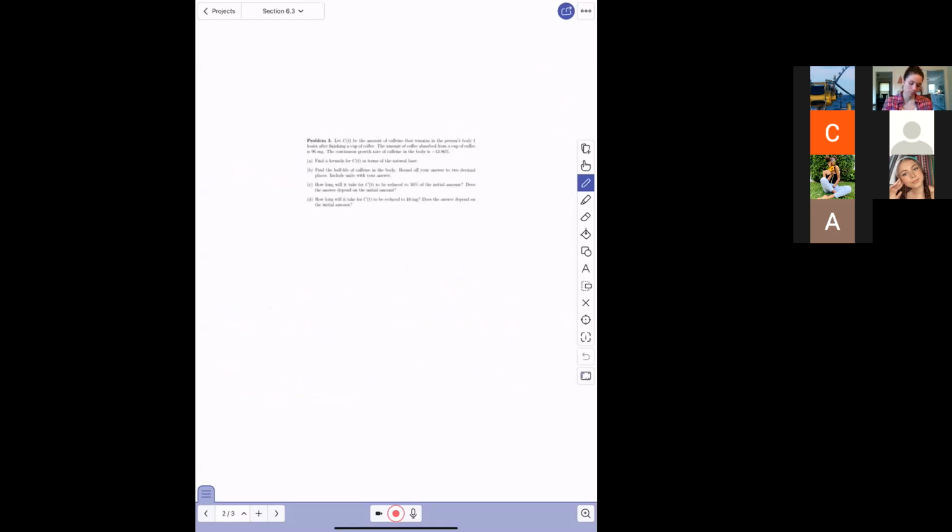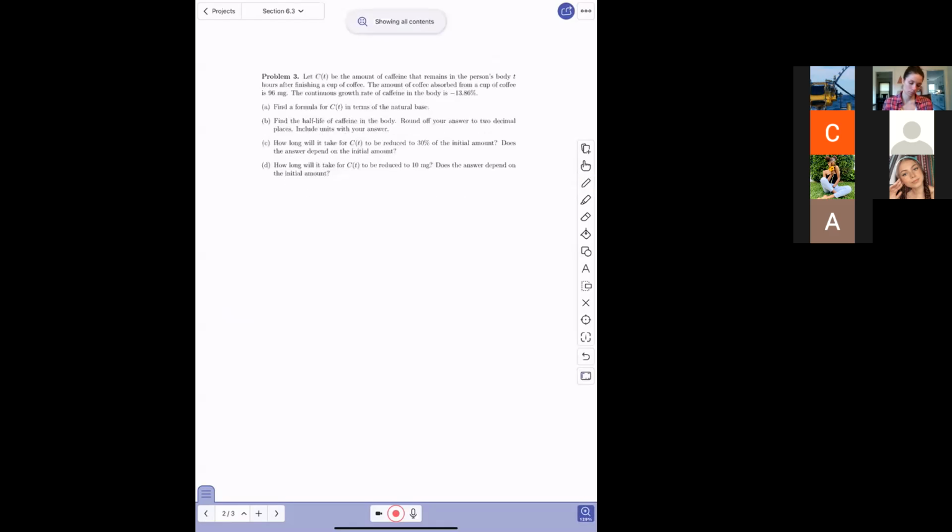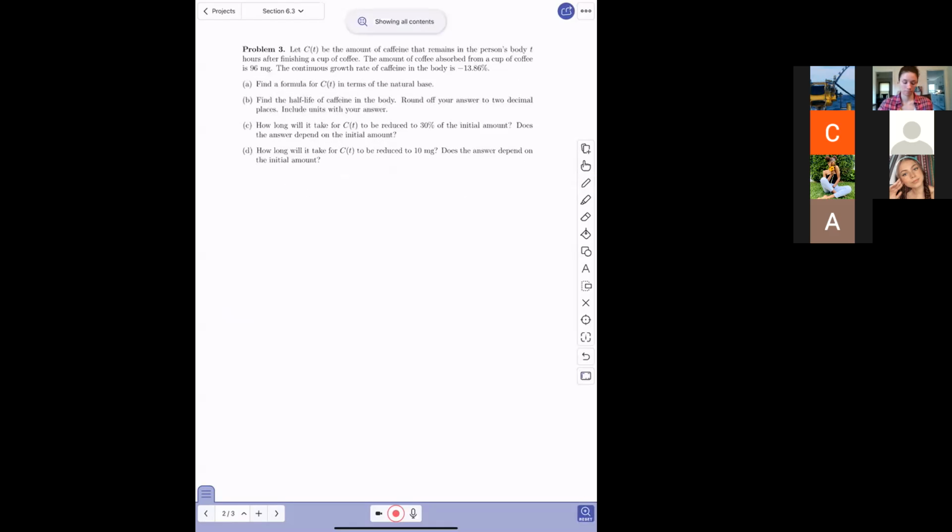Moving on then. Okay. Let C of t be the amount of caffeine that remains in a person's body t hours after finishing a cup of coffee. The amount of coffee absorbed from a cup of coffee is 96 milligrams. The continuous growth rate of the caffeine in the body is negative 13.86. Find the formula for C of t in terms of the natural base.